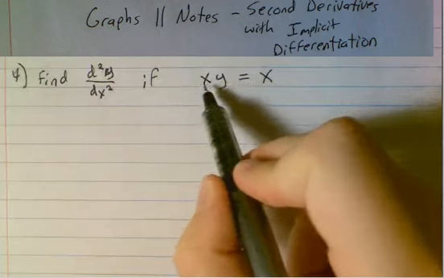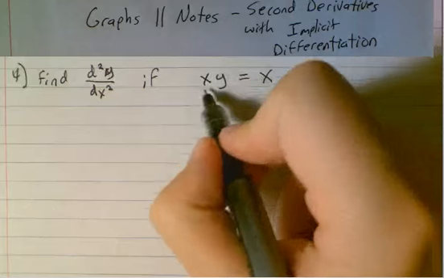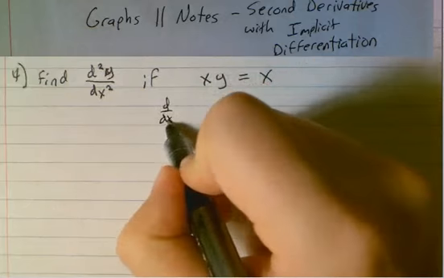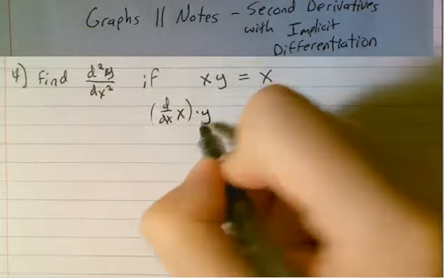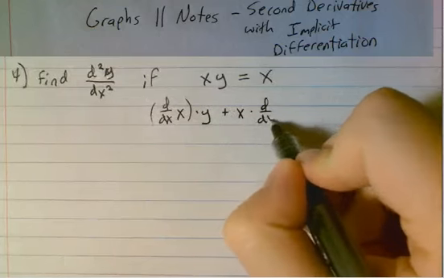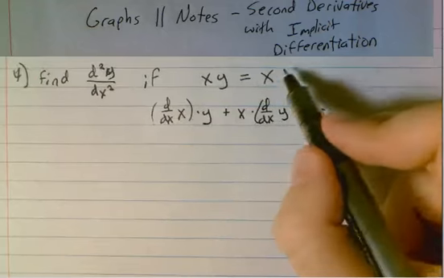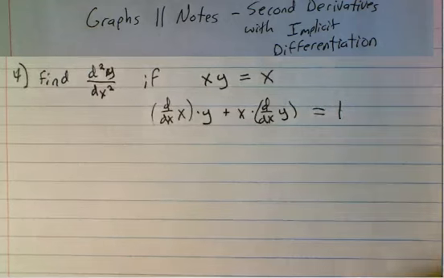So we notice that these two are multiplied together, so we're going to start off by using the product rule over on this side. So the derivative of x times y, plus x times the derivative of y. Then we're going to take the derivative of this side. The derivative of x is just 1, and there we go.